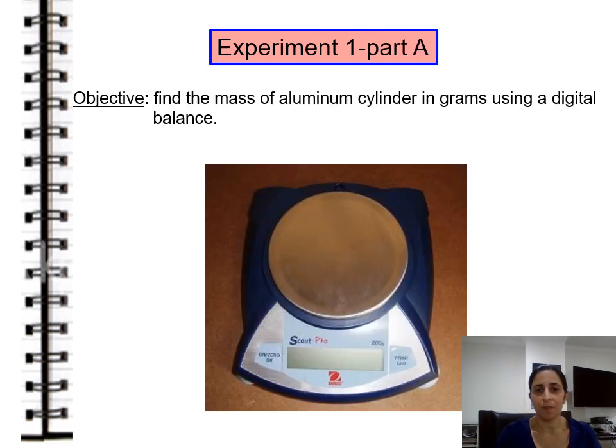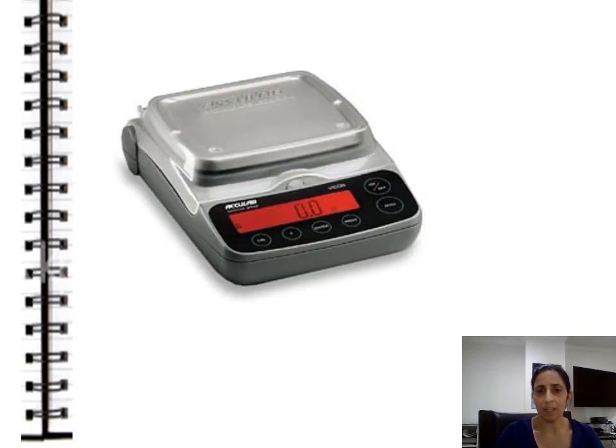So in the first part of the experiment, we're going to be finding the mass of our aluminum cylinder using a digital balance. Digital balances come in different shapes. Some of the ones that we have in lab look like this, and some of the other ones look like the one here. So I'm going to go over this one with you guys first.